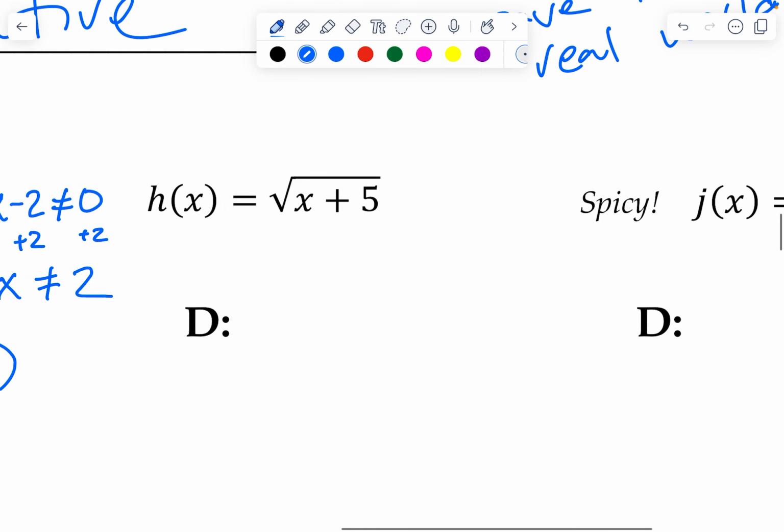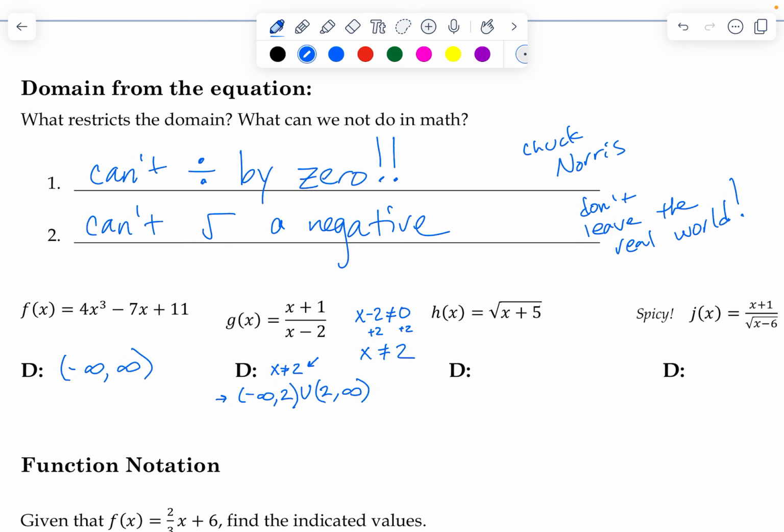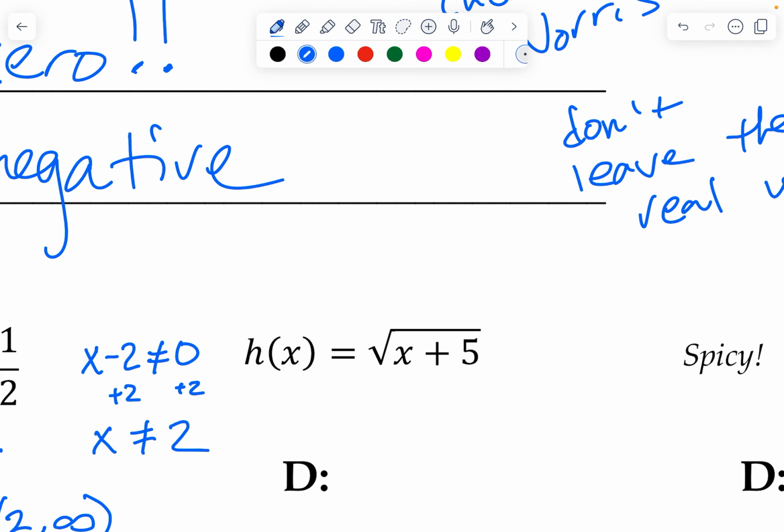The next one, we have h of x, and on this one I see a square root. Well, you remember, there's nowhere we're trying to divide, so we don't have to use rule number 1, but we can't take the square root of a negative. Can I take the square root of 0? Come up with an answer. What do you think? What is the square root of 0? The square root of 0 is 0. So yes, I can take the square root of 0.